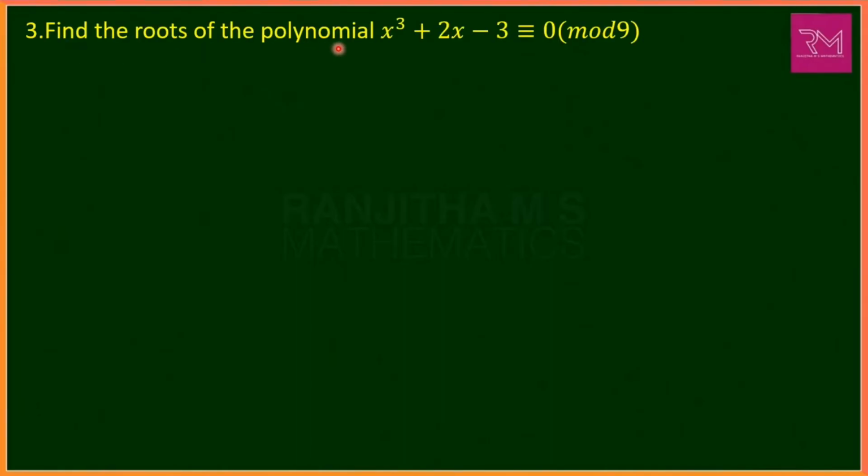Find the roots of the polynomial x cube plus 2x minus 3 congruent to 0 mod 9. Here the given polynomial is our f of x, that is f of x is equal to x cube plus 2x minus 3 which is congruent to 0 mod 9.